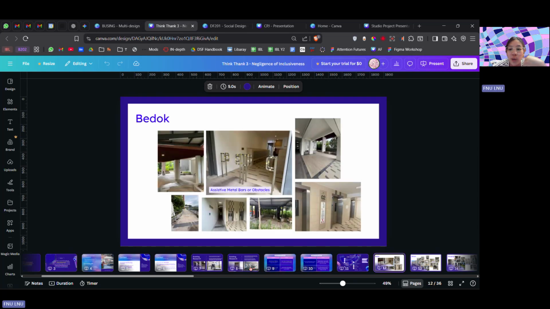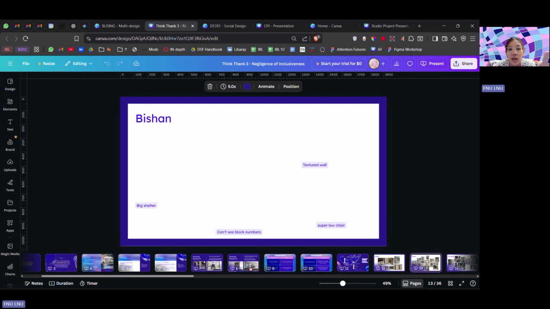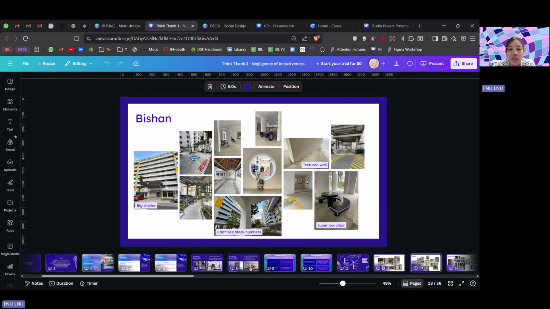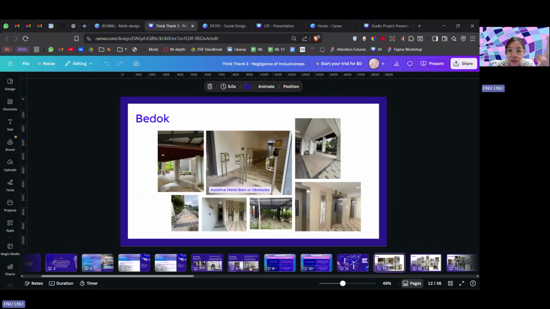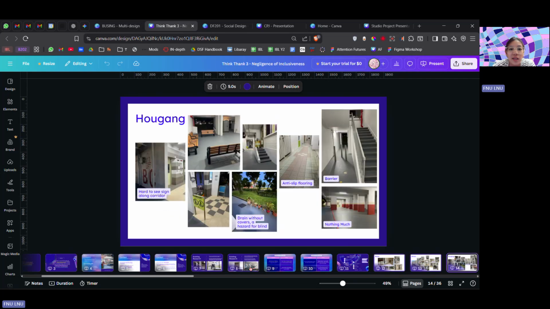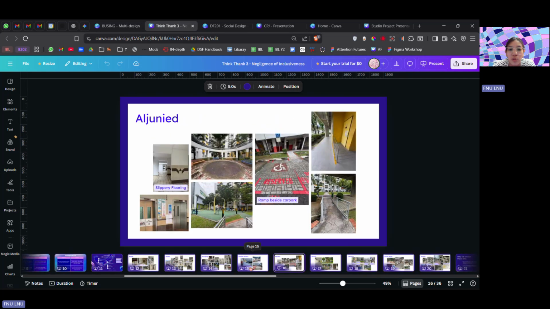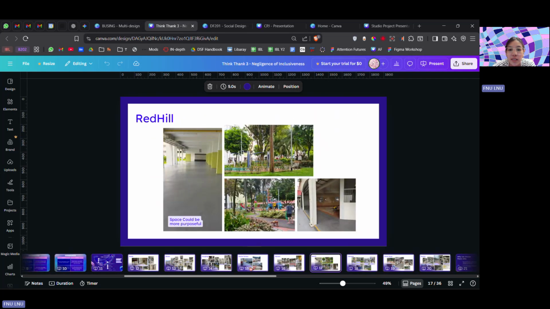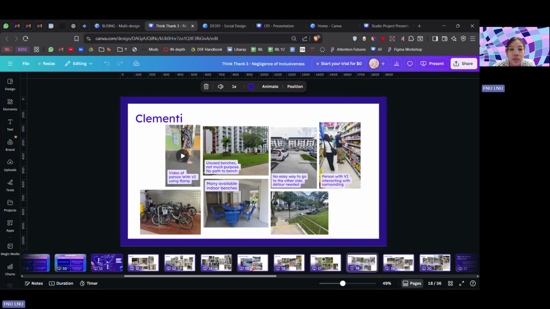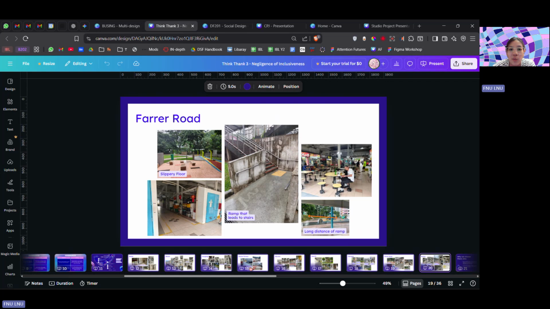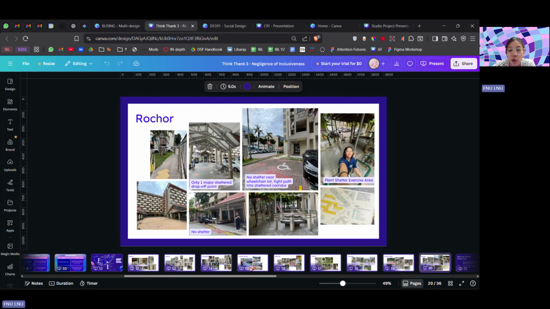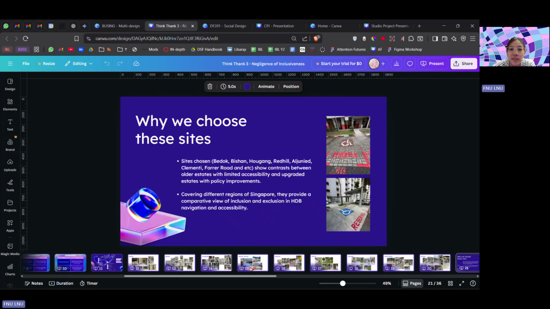So I went around Singapore together with my group. We went to different places in different neighborhoods. So like here there's Bedok, and then there's Bishan, and this is Hougang. And there are a few more, Aljunied, Redhill. So these are just some of Singapore's neighborhoods. I think it's a great way to showcase what it is like in our community here in Singapore. So this was just one of our projects.